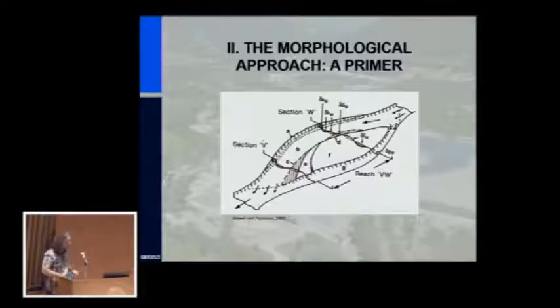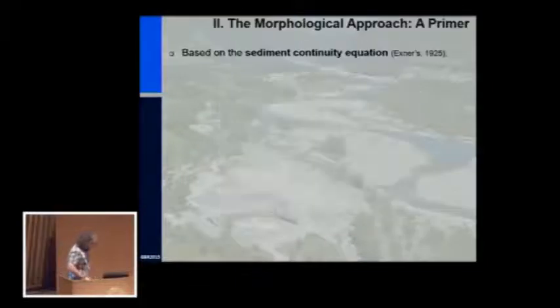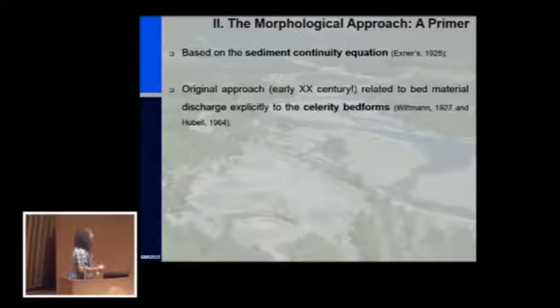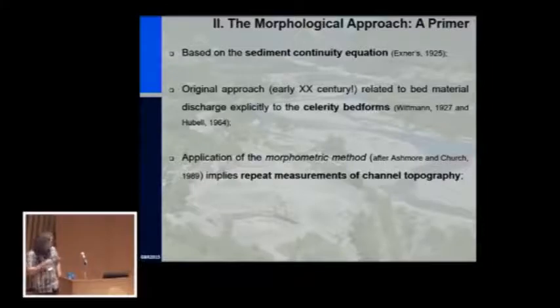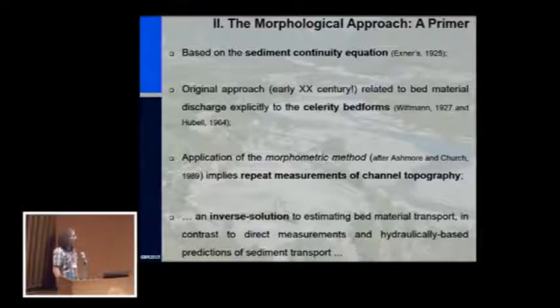So let's talk a little bit about the morphological approach, just a brief introduction. As you know, it's based on the sediment continuity equation. The original approach was early in the 20th century and was based on the movement of bed forms, estimating sediment discharge from the movement of bed forms. The application of the morphometric method, as Ashmore and Church defined it, implies repeat measurements of channel topography. Therefore, it's an inverse solution to estimate bed material transport in gravel bed rivers.